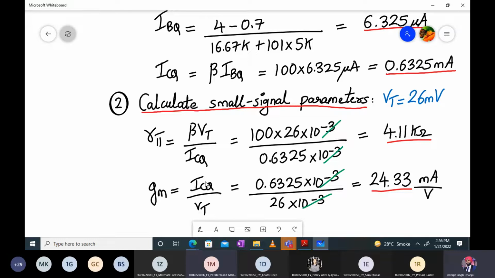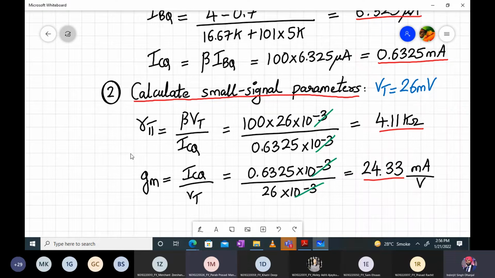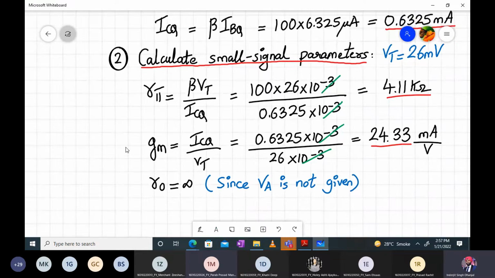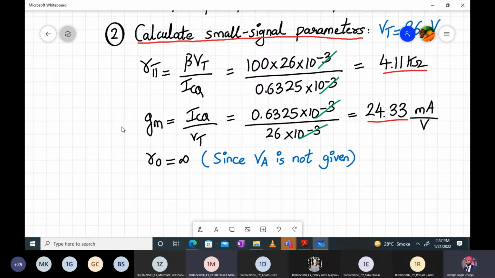Fine. How will you calculate the value of RO? It can be infinite. Can you repeat? Your voice was breaking. Now it is fine. RO has to be infinite. Yes, sir. So RO has to be infinite since VA, early voltage, is not given. So we have calculated RPi, GM and RO.